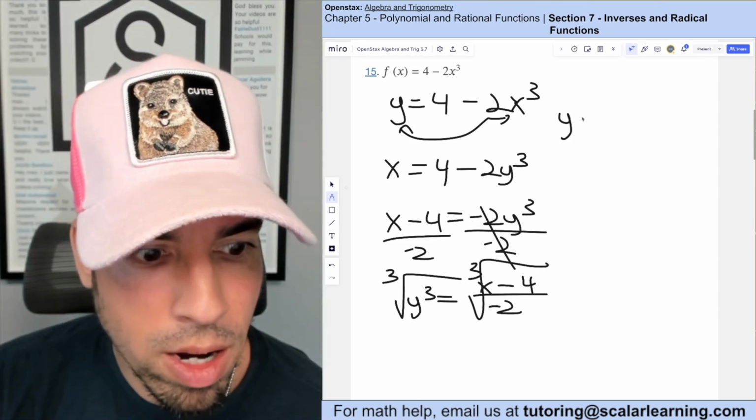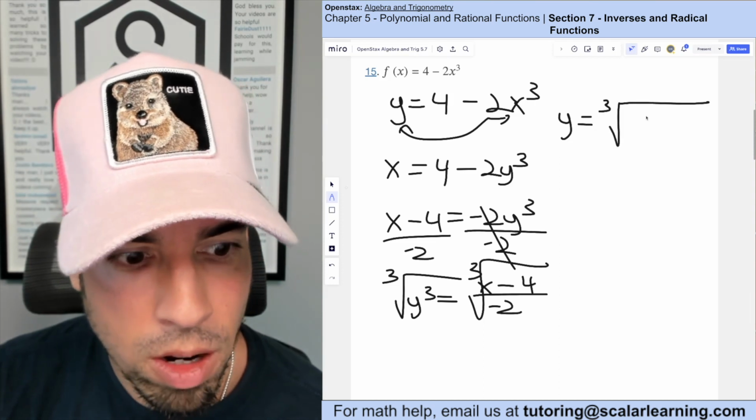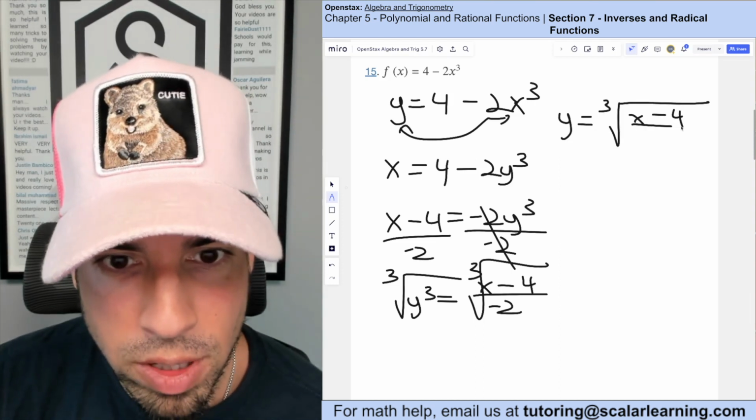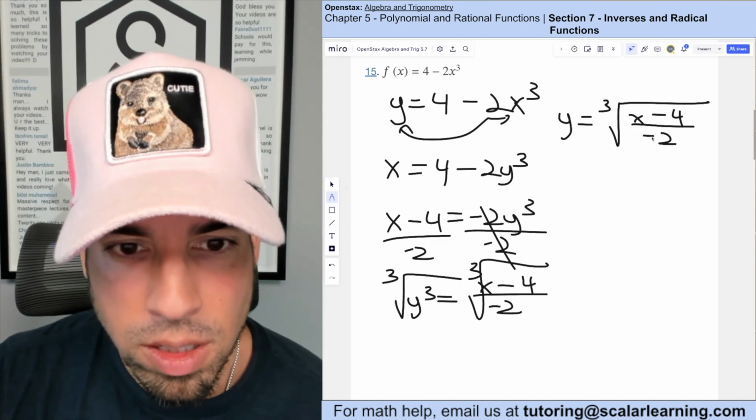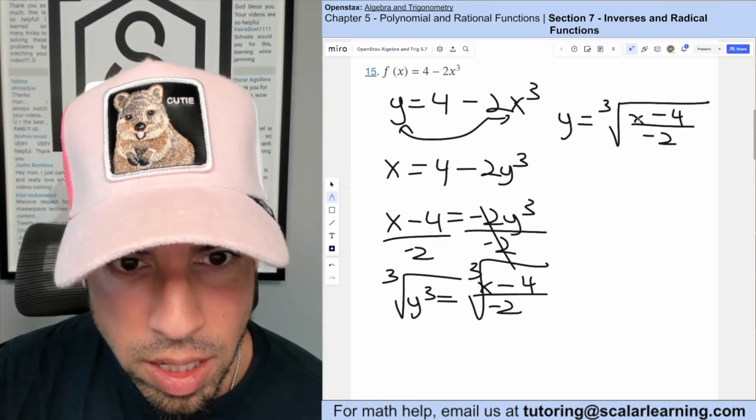So now we have y equals the cubic root of x minus 4 over negative 2. And in the answers, what they've done is they've taken that negative in the denominator and they bring it up top.